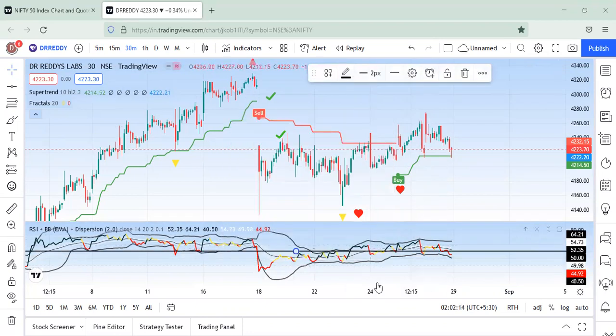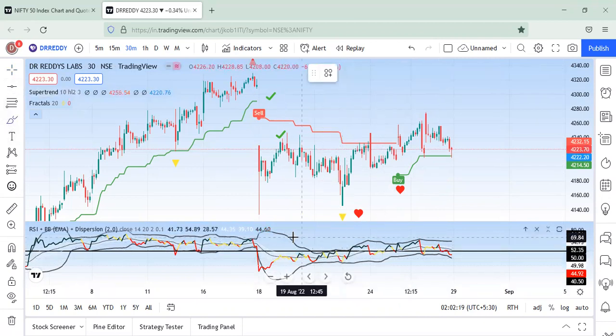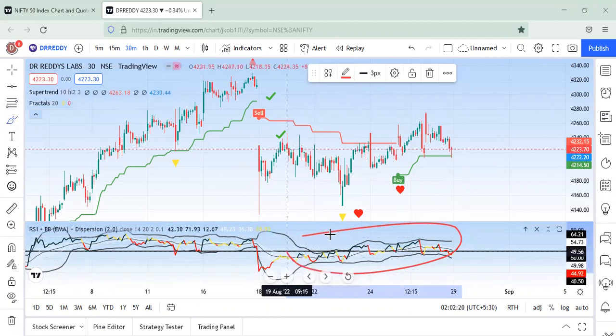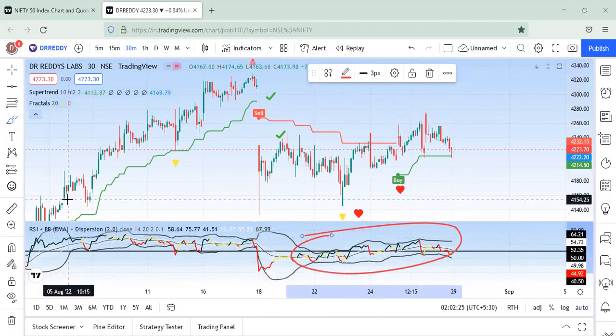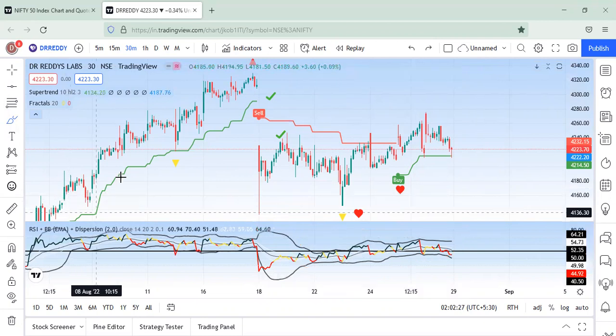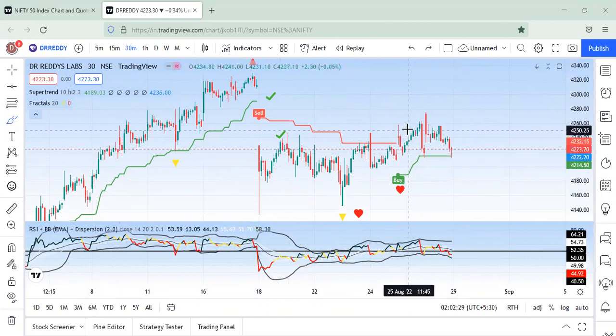Now see RSI 50, but this is choppy. Entire thing is choppy, sideways. This is not going absolutely upside or coming absolutely down. In this way, we can use this indicator.